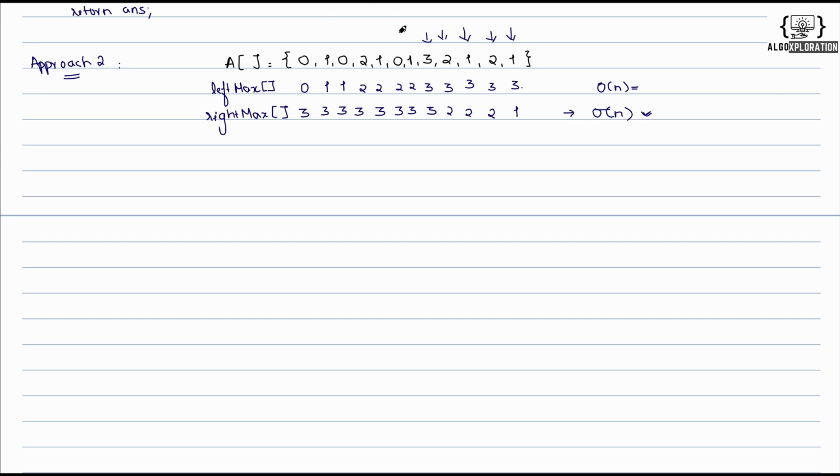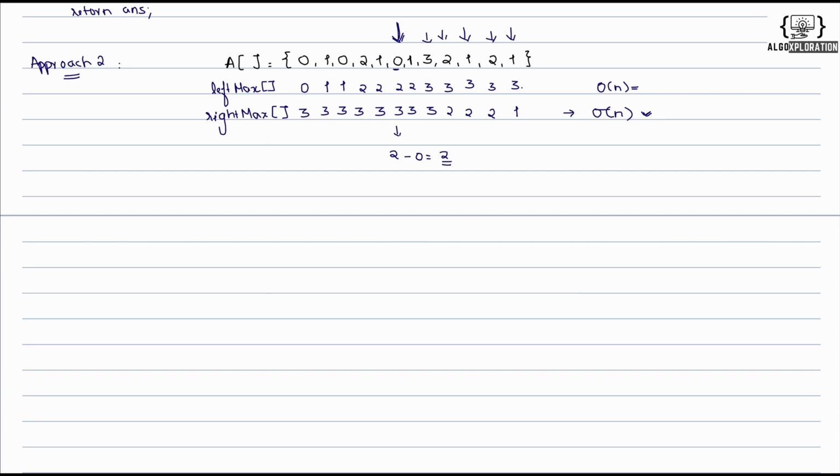Now let's say for this building, we know the highest height of the building on its left is 2 and the highest height of the building on its right is 3. So we have to find the minimum of them, which will be 2, and we have to subtract from it the height of the building, which is 0. So 2 blocks of water are going to be trapped. So in this way we are going to figure it out.